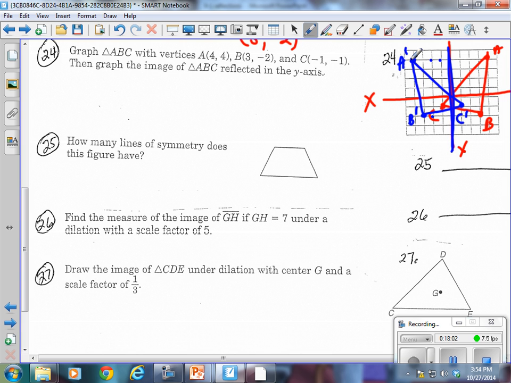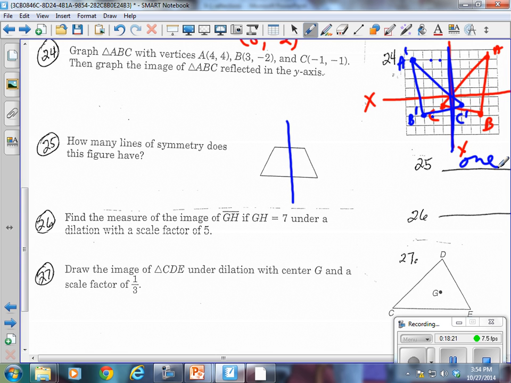Next one, how many lines of symmetry does this figure have? Well, that would be a line of symmetry because it folds exactly, or cuts it into exactly 2 equal parts, and they fold together perfect, and that's the only one. So there's only one line of symmetry for that.